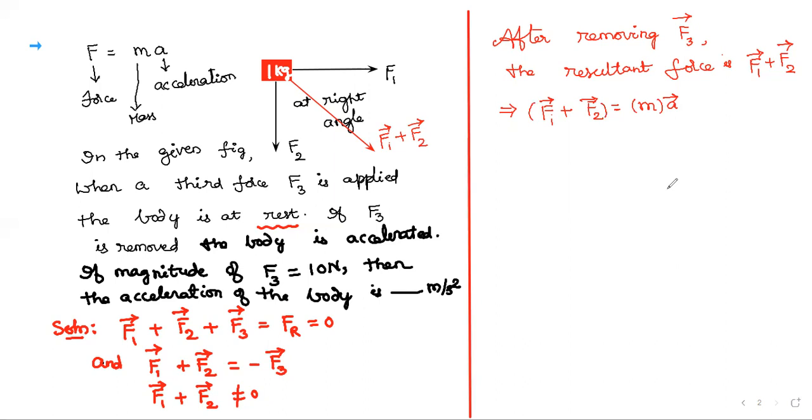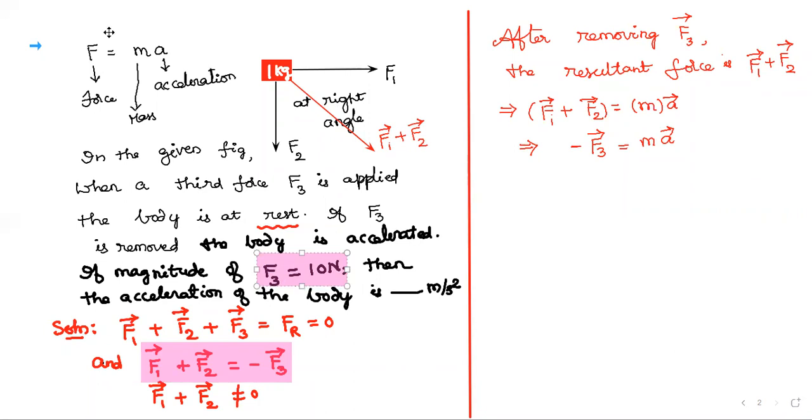But once you check back the information you have got here, F1 bar plus F2 bar is given as minus F3. So using this information, I write F1 bar plus F2 bar, replaced with minus F3 bar, is equal to M into acceleration bar. But once again, check the information given here in the question.